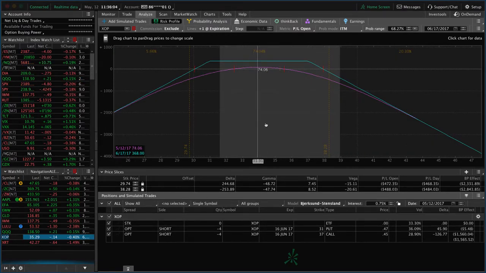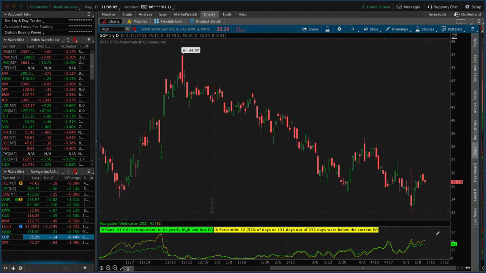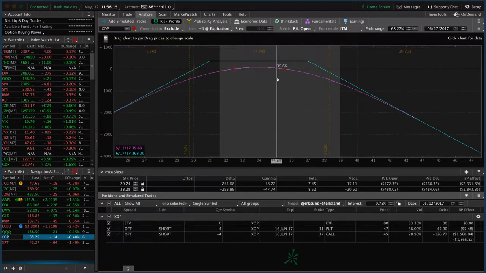XOP. So XOP jumped up above the 50% level on the IV percentile. So we put on a strangle in XOP. Still very centered. Nothing to do there yet.